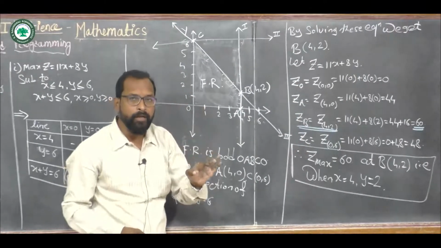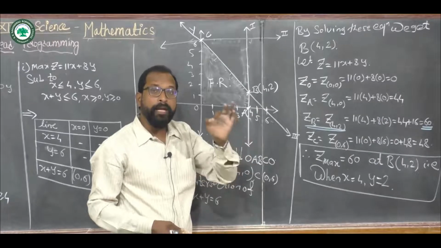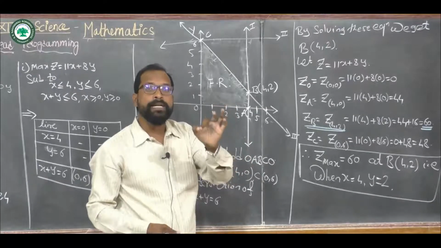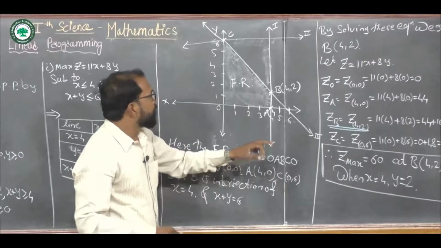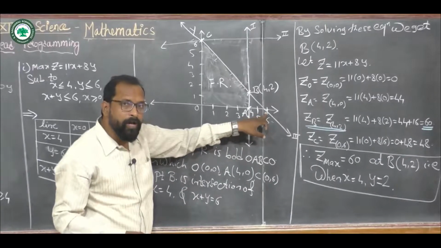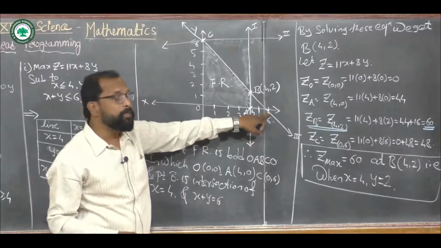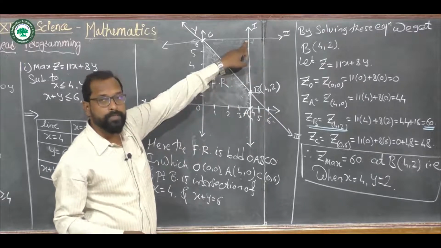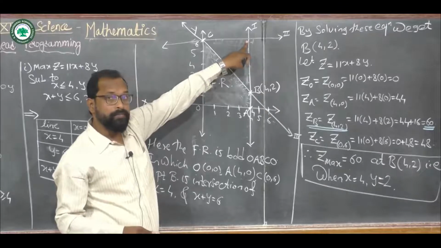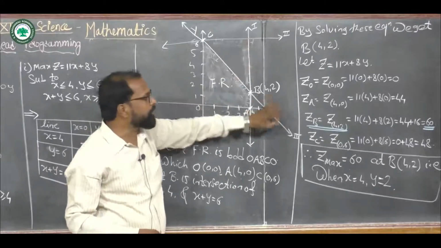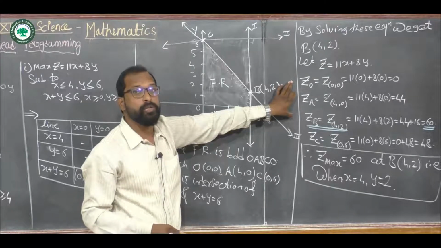Remember one thing again: we have to find the value of Z only at the end points of the feasible region. See here, we do not find the value of Z at this point. This is a corner point, but it is not a corner point of the feasible region. This point is also a point of intersection, but here we do not need to find the value of Z. It is unnecessary. We have to find the value of Z at the corner points of the feasible region only.